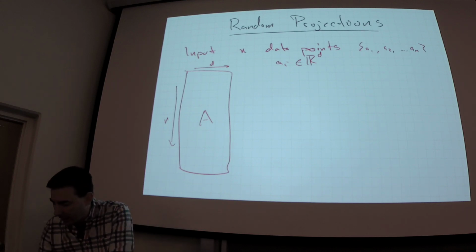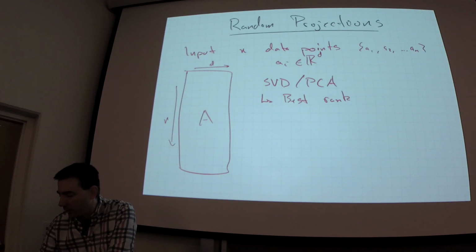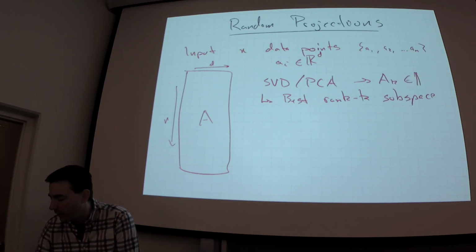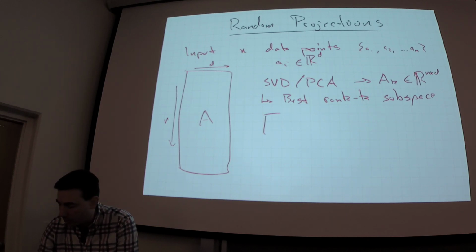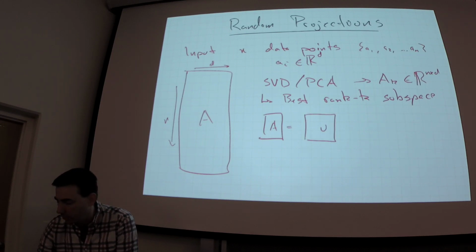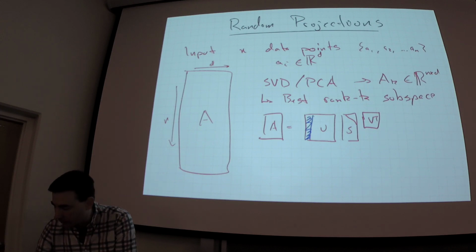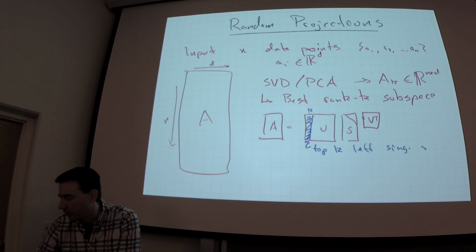And we talked about Monday that you can use the SVD or PCA to find the best rank k subspace. So this would technically be this matrix A, which is also going to be an n by d matrix. But I can write this, one option here was to write A as this decomposition into U, S, and V transpose. And if I look at the first k columns here, these are the top k left singular vectors.